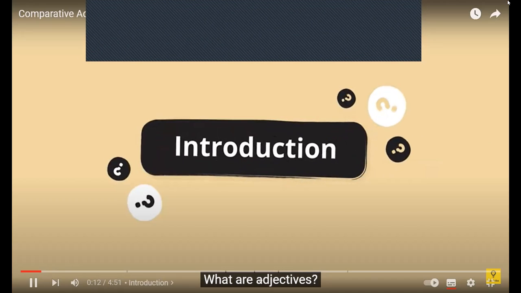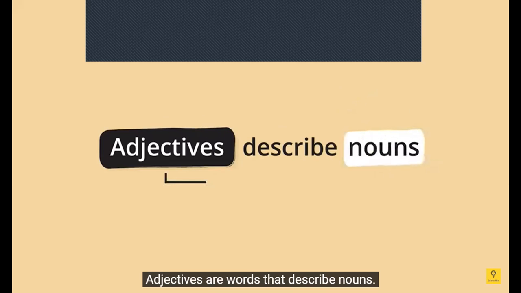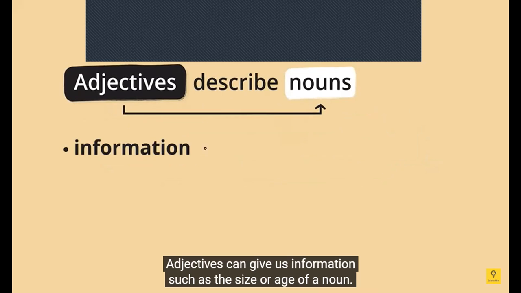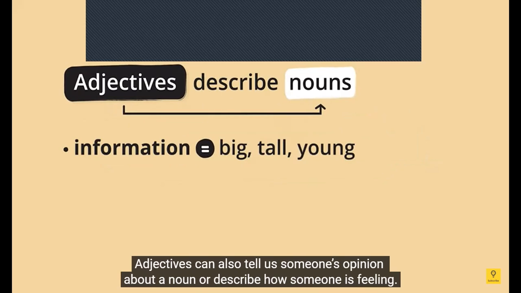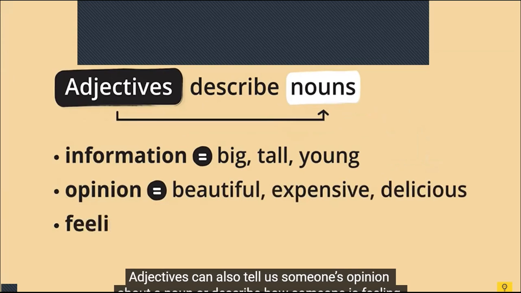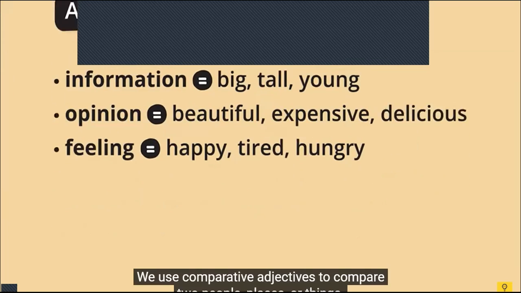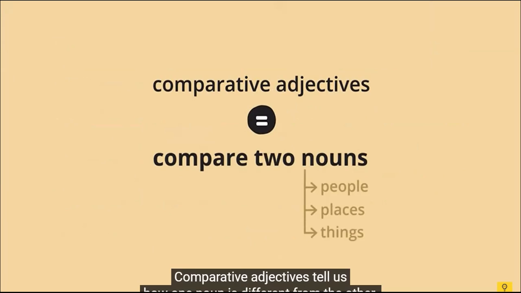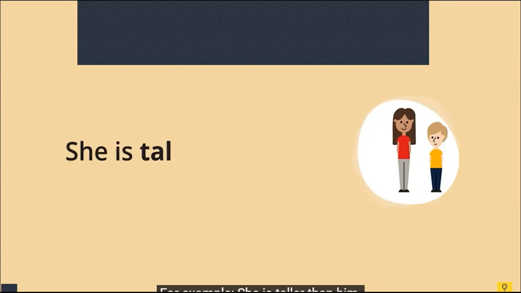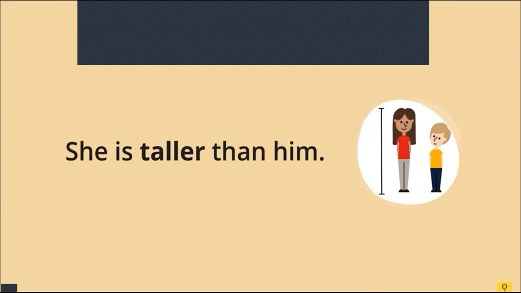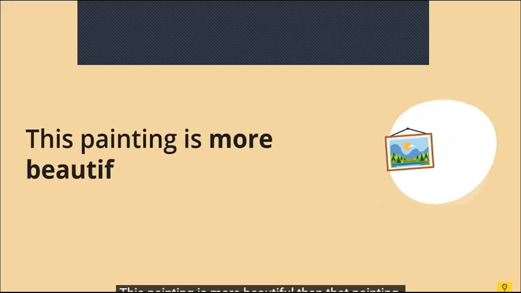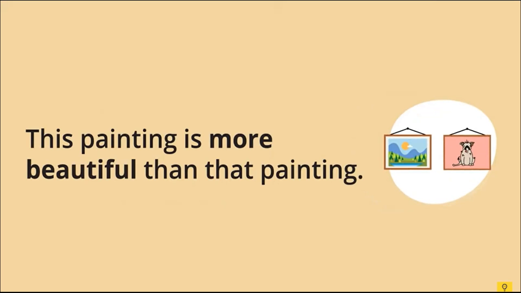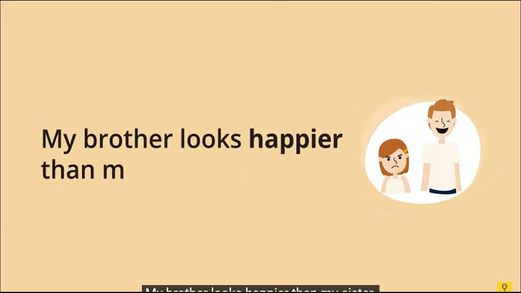What are adjectives? Adjectives are words that describe nouns. Adjectives can give us information such as the size or age of a noun. Adjectives can also tell us someone's opinion about a noun or describe how someone is feeling. We use comparative adjectives to compare two people, places, or things. Comparative adjectives tell us how one noun is different from the other. For example, she is taller than him. This painting is more beautiful than that painting. My brother looks happier than my sister.